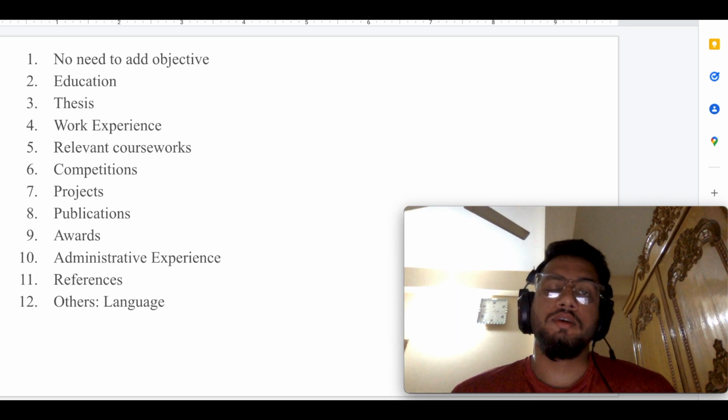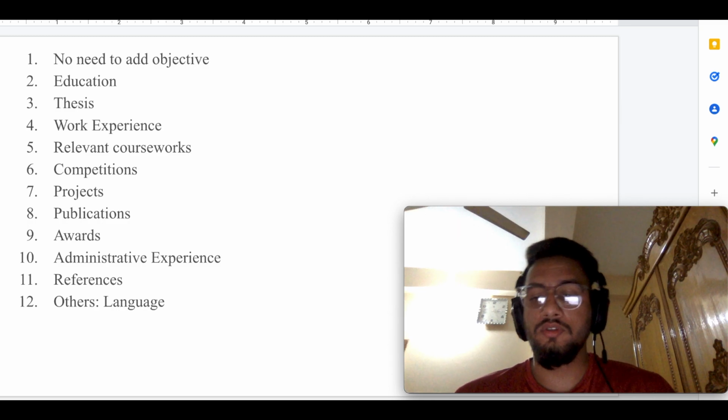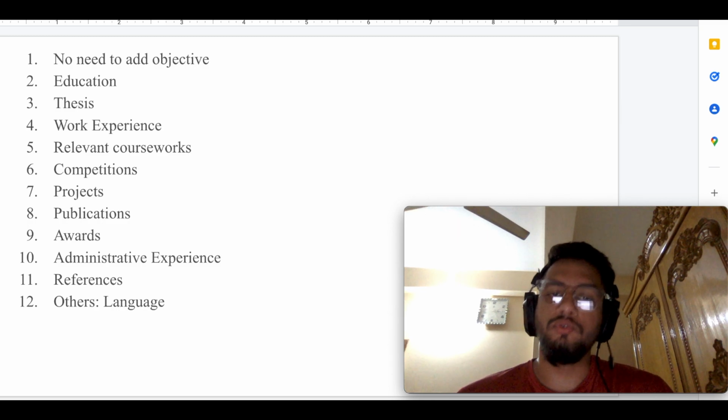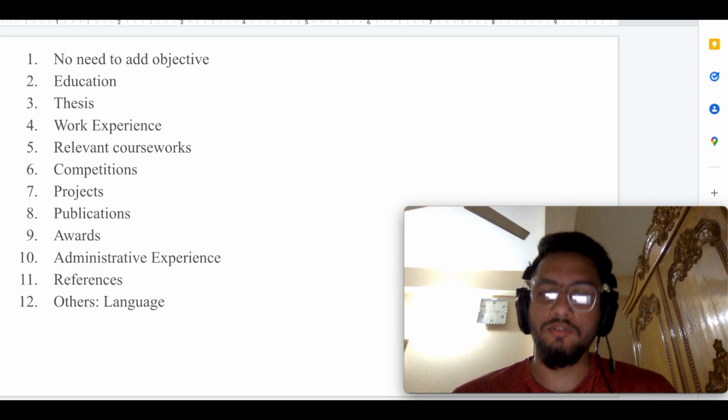Usually, many students usually add the project name and that's it. But this is not the correct way. You must add your role and what was your contribution in that project or competition.